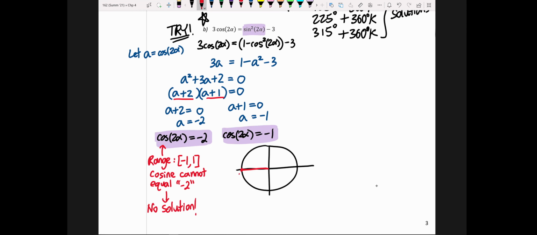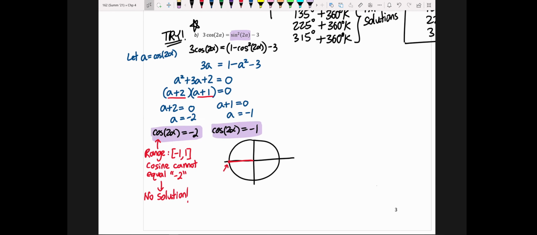Okay, so Hector, what is the degree measure where my arrow is? Sorry, Professor, I had it on mute. It's pi? Yes, but we're working in degrees. So I put a reminder here that we're in degrees. 180. Correct. So at 180 degrees, cosine of 180 degrees is equal to negative 1.